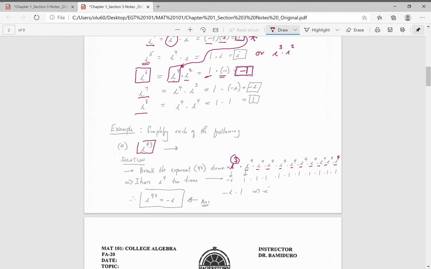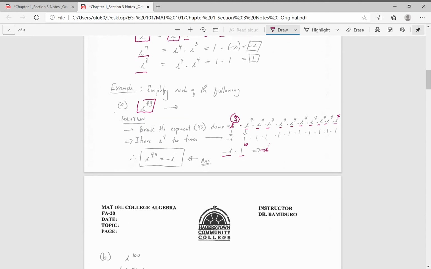i to the 4 is 1. So that gives us negative i, because i to the third is negative i, and then i to the fourth is 1. And if you take that and raise it to the power 10, of course, that's just going to give us negative i. Okay? So i to the 43 happens to be negative i.